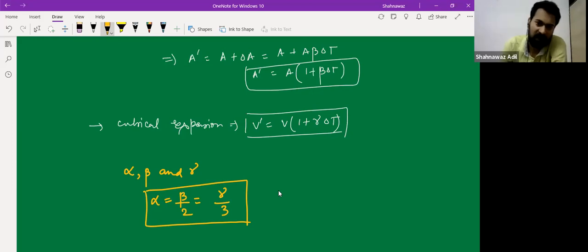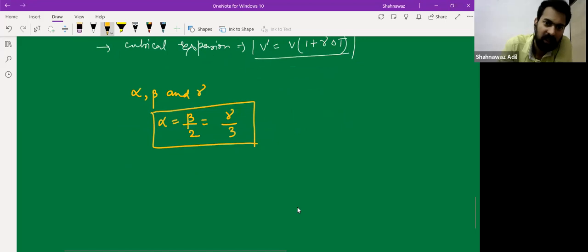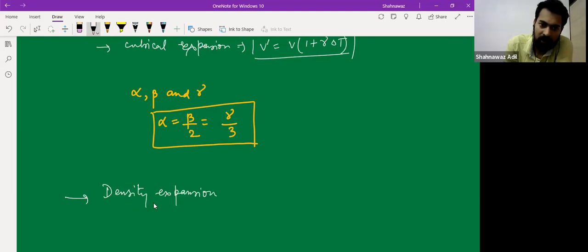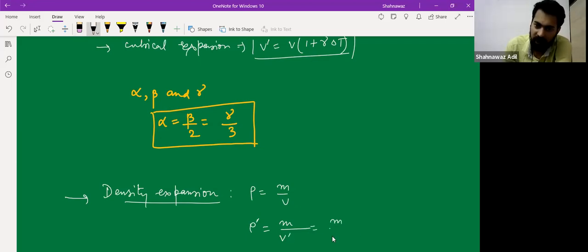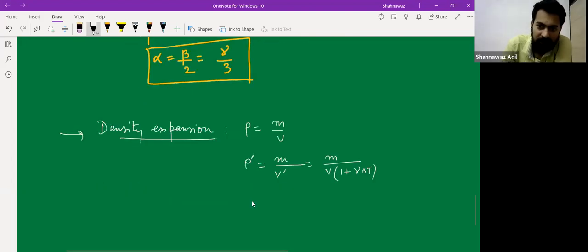Okay, and if someone asks you what would be the density expansion, right? How will the density expand? So you know that density is mass by volume, right? And you know how volume changes. So rho prime will be M by V prime, which is M by V times 1 by (1 plus gamma delta T), so rho prime is rho times (1 plus gamma delta T) inverse.